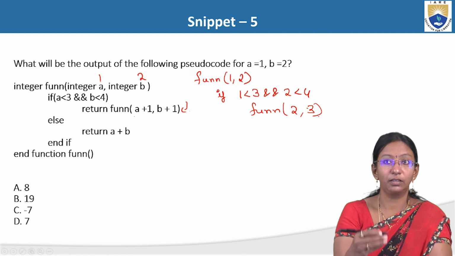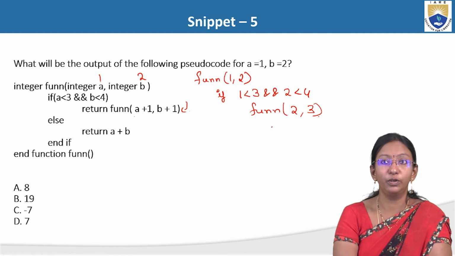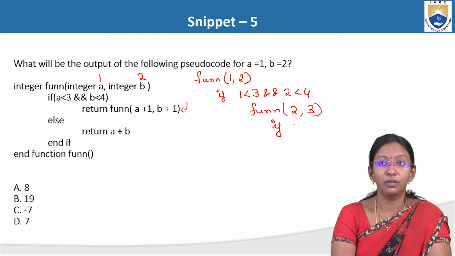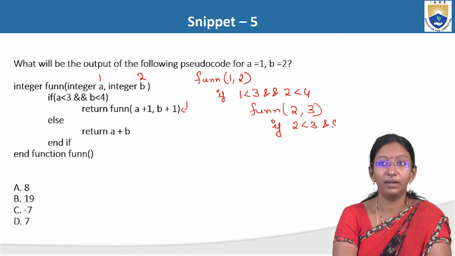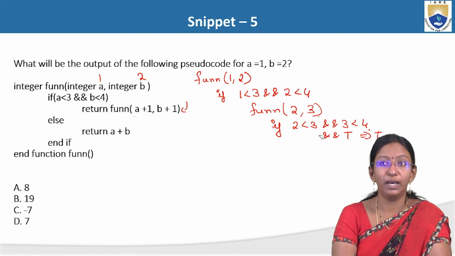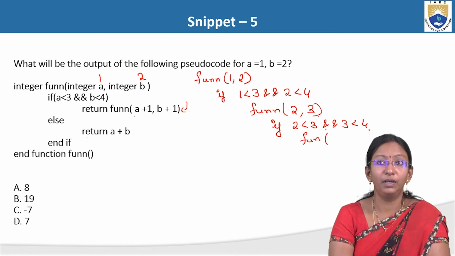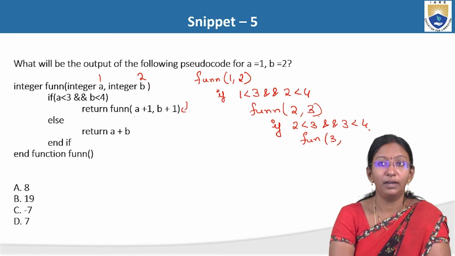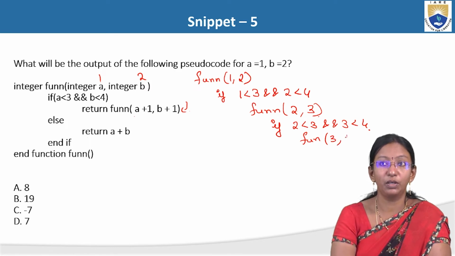This is a recursive call. In this call, again, it is going to evaluate the same: if 2 is less than 3 and 3 is less than 4, right? So 2 is less than 3 is true and 3 is less than 4 is true. Overall, the condition is true. As the condition is true, again its body is going to get executed with the new values. What are the new values, guys? What is the value of a in this function? 2. So 2 plus 1 is 3, and b value is 3. 3 plus 1 is 4.